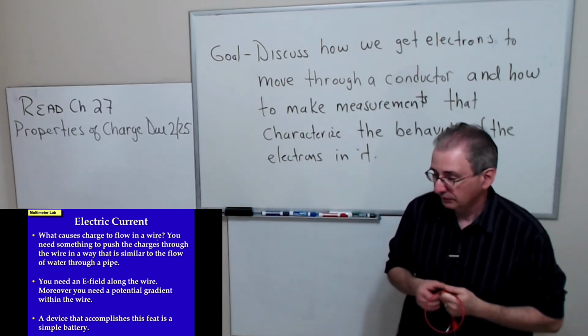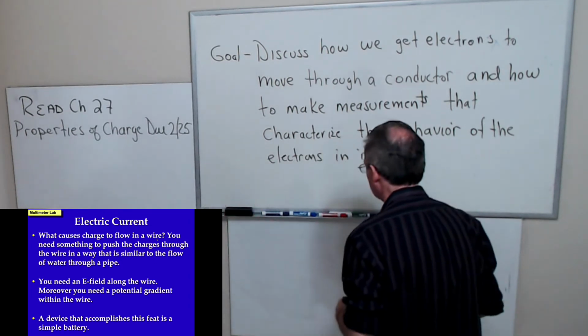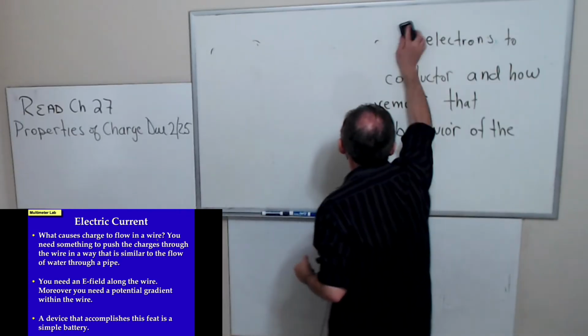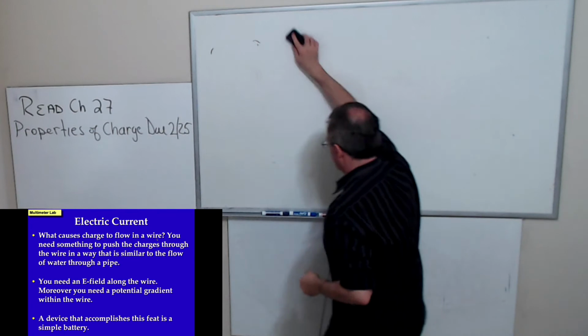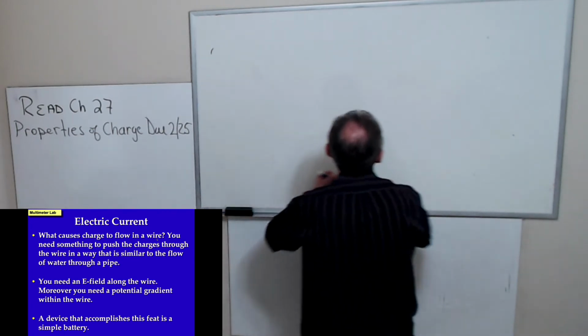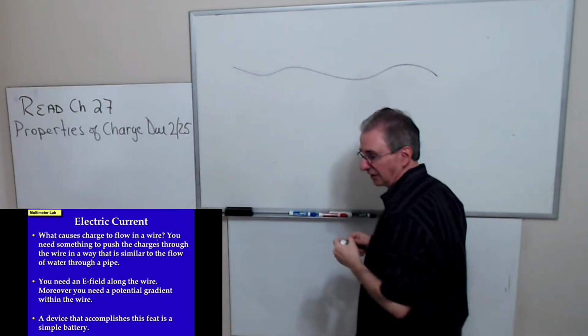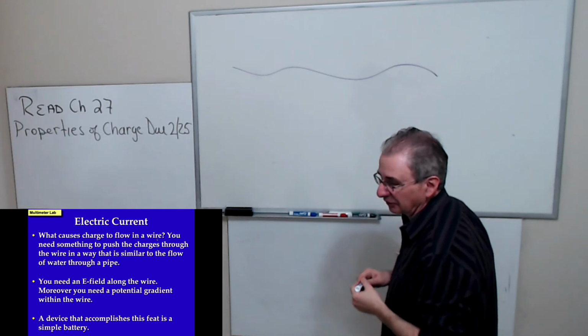So what do we have to do? Let me draw a wire. Just any old wire. And this is a conductor, because if you have an insulator, it ain't going to work. And really what we need is an electric field.